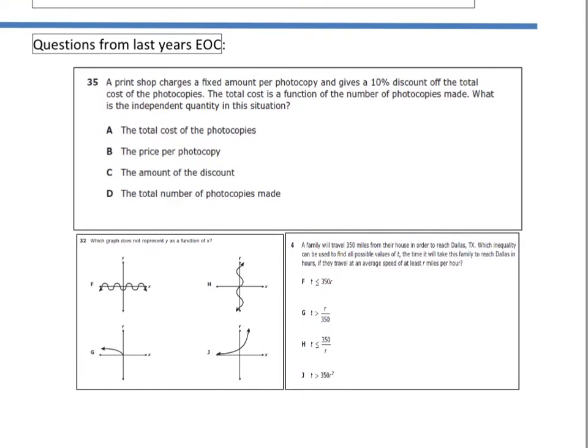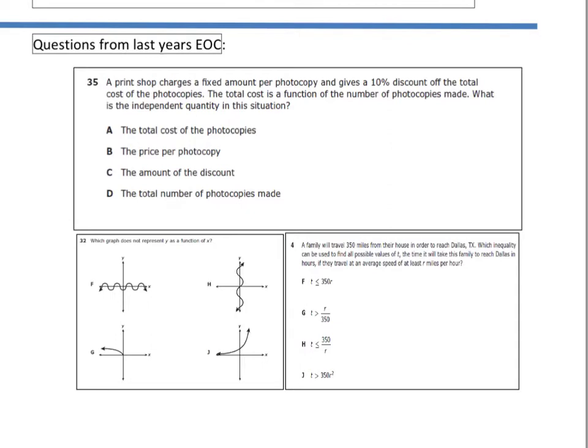So the questions that were on the EOC last year, 35, 32, and 4. Number 32 addresses if it's a function or not, and number 4 is really addressing making inequalities or making equations. And so again, that's going to be on the videos to follow. So 35 is going to be the one that I talk about here.